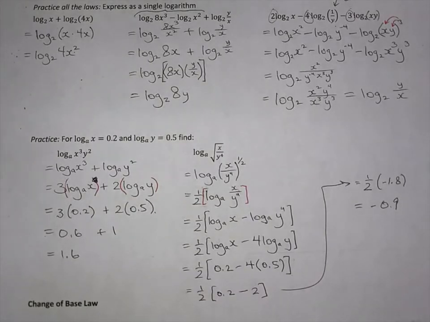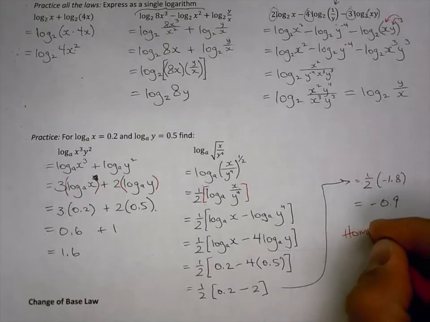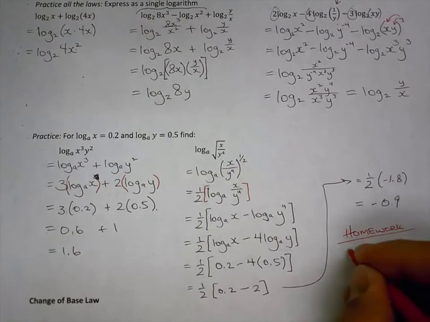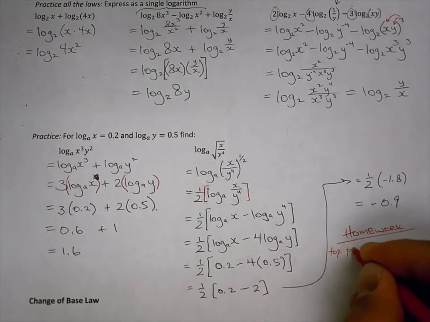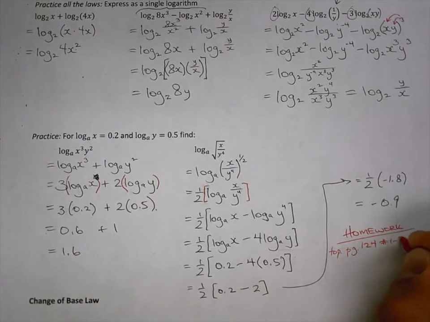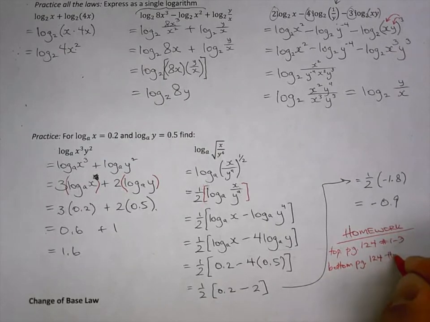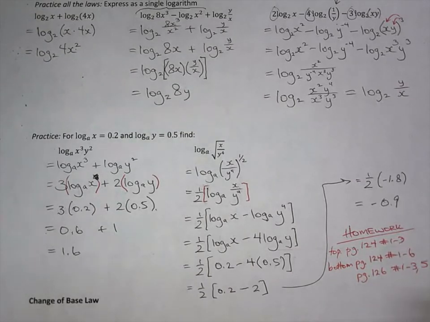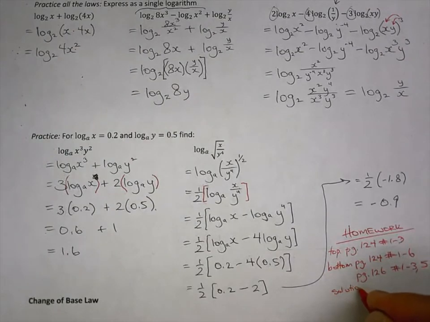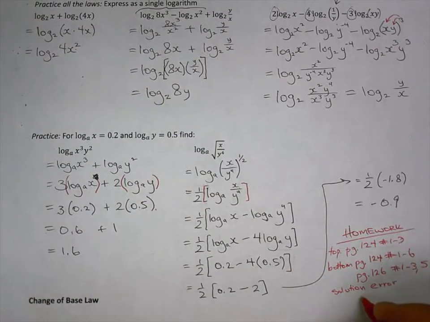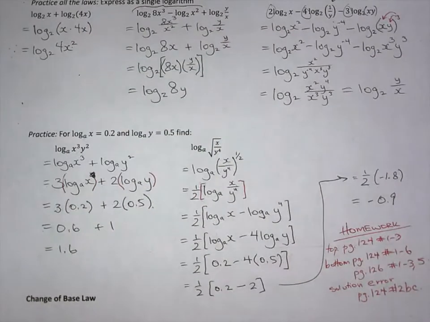Your homework for today is top of page 124, number 1 to 3, bottom of page 124, number 1 to 6, page 126, number 1 to 3 and 5, and there is an error in the solution. Page 124, number 2 BC, so just beware.